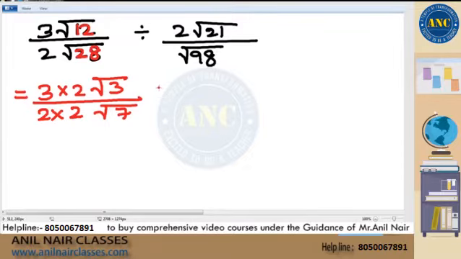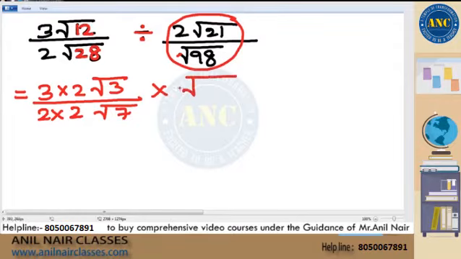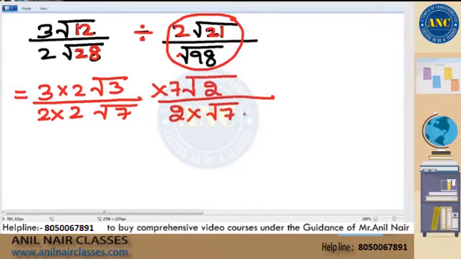This divided by, or if I convert this division to multiplication, this term will become reverse. That means numerator will come as root 98. Root 98 is 49 into 2. What is square root of 49? It is 7. Take that 7 outside. You will be left with 2 inside the square root. Divided by, keep this 2 as it is. Square root of 21 is nothing but 21 is 7 into 3. So square root of 7 into 3, it is root 7 into root 3, right?